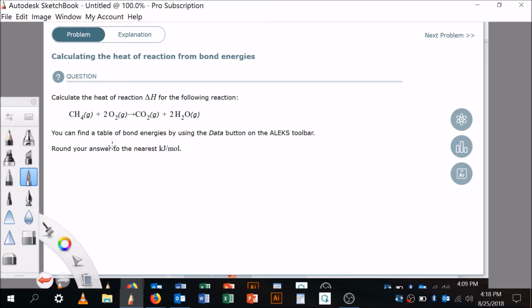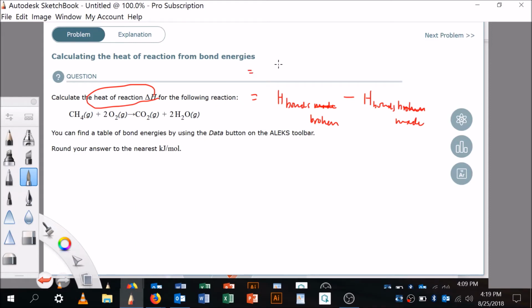So methane plus oxygen. So remember now, when we're calculating the heat of reaction, this is going to be equal to the energy of the bonds made minus the energy of the bonds broken. Actually, it's the other way around. That's a bad start, isn't it? It's the other way around. Bonds broken and made, okay?